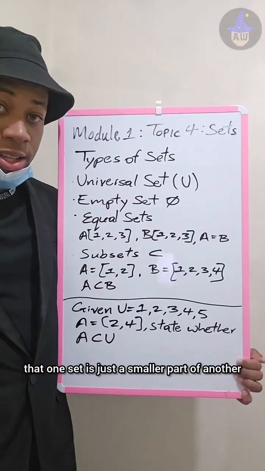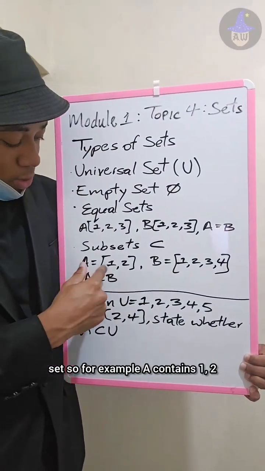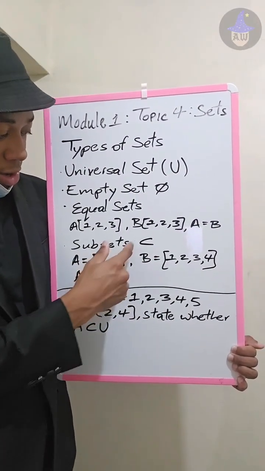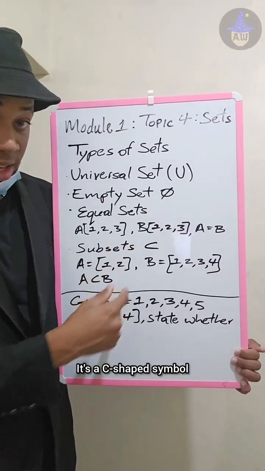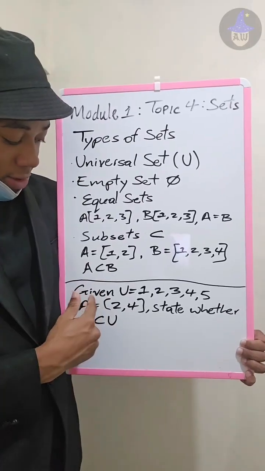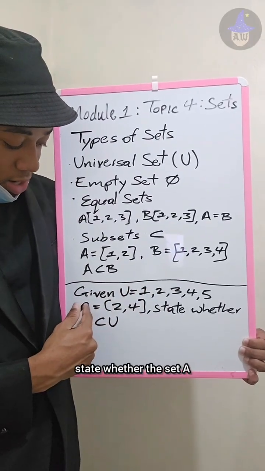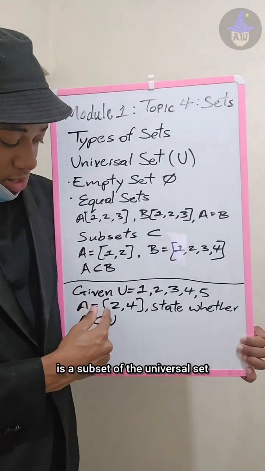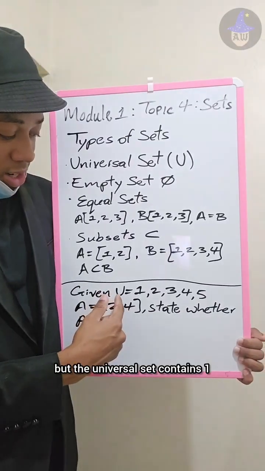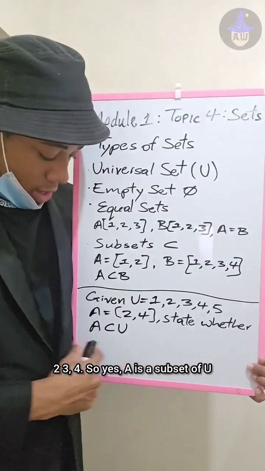And then you have subset. It means that one set is just a smaller part of another set. So for example, A contains 1, 2 and B contains 1, 2, 3, 4. So A is a subset of B. This is the symbol for subset. It's a C-shaped symbol. Now, here's a question. Given the universal set {1, 2, 3, 4, 5}, state whether the set A is a subset of the universal set. So A contains 2 and 4, but the universal set contains 1, 2, 3, 4. So yes, A is a subset of U.